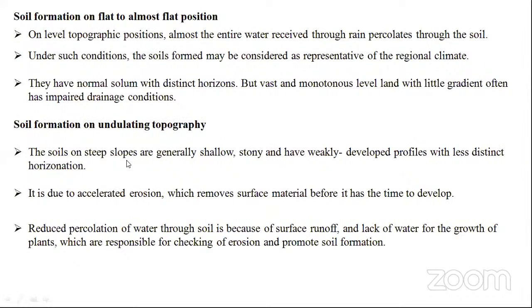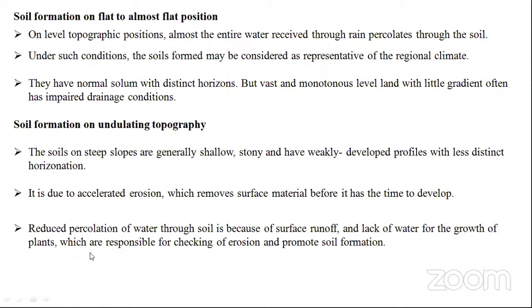Especially if you go to Upasi, there is one plantation agency area. In that area, the water was very scarce, but you can see heavy rainfall there. But water will not be stored because it is completely leached out. Runoff will be there, so there is no water. So there is no chance of growth of plants.